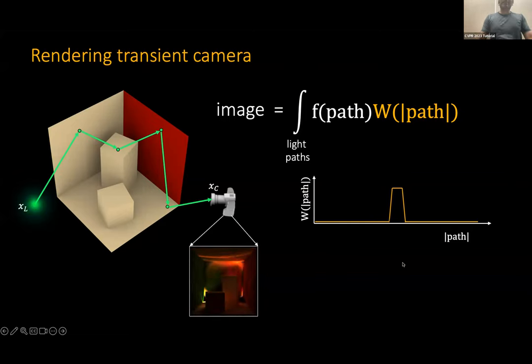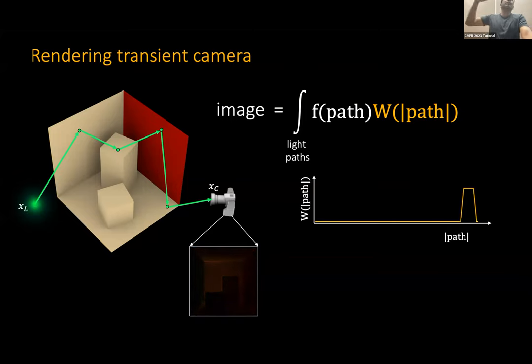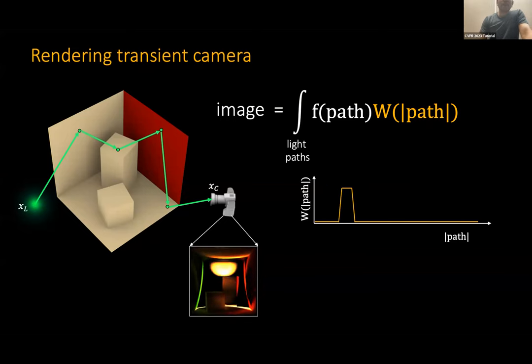And finally, a transient camera is like an extension to a time-gated camera. That's another way to see transient cameras, where we capture not just one gate, but many, many gates, all the time gates, and we get a transient video.